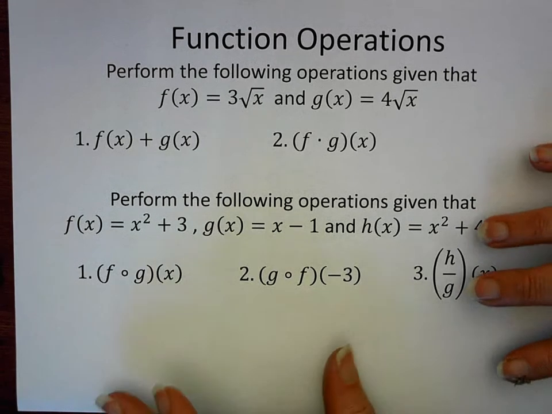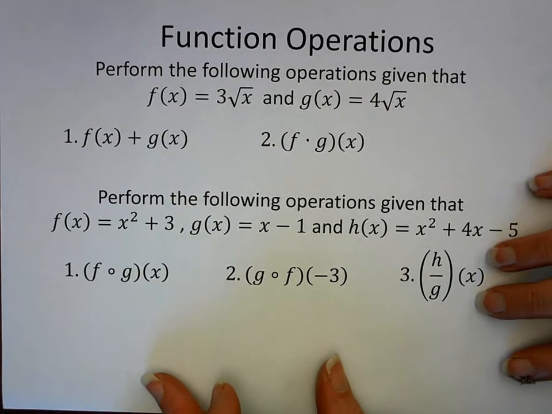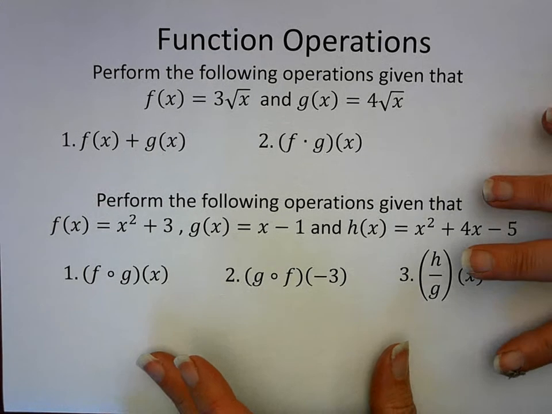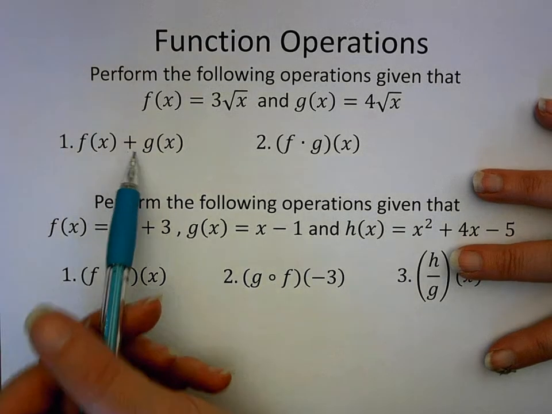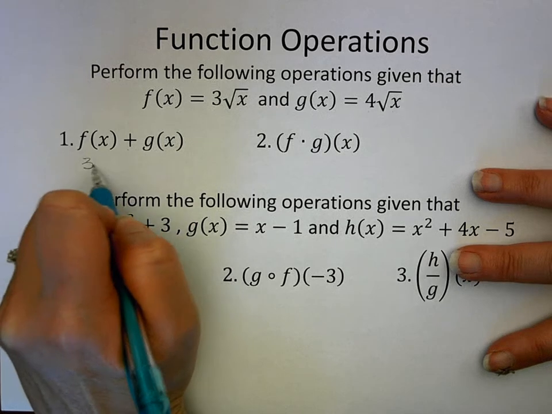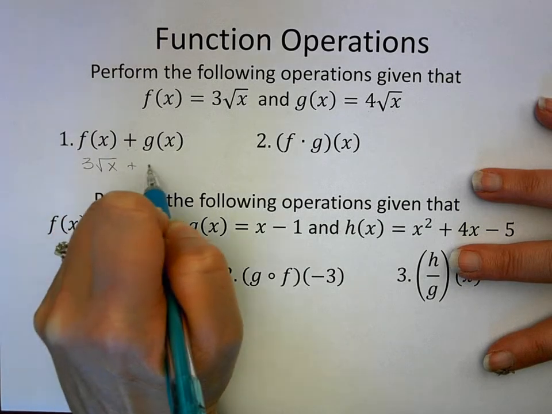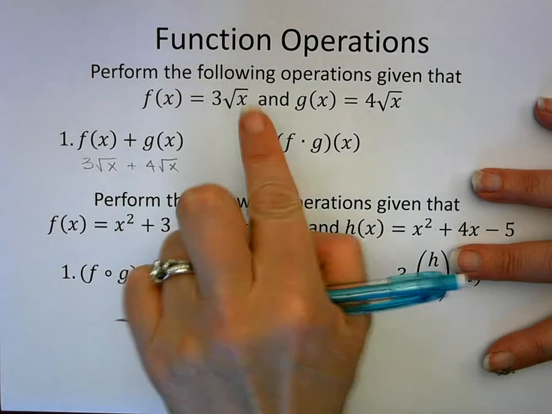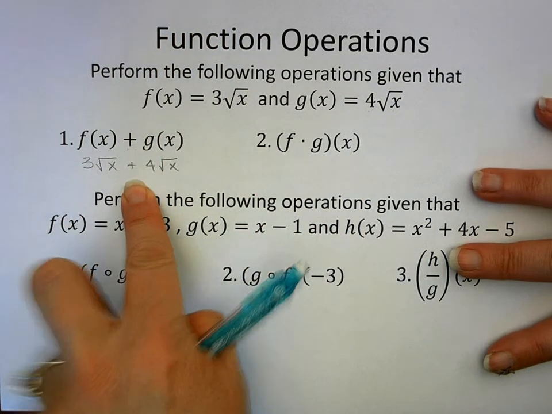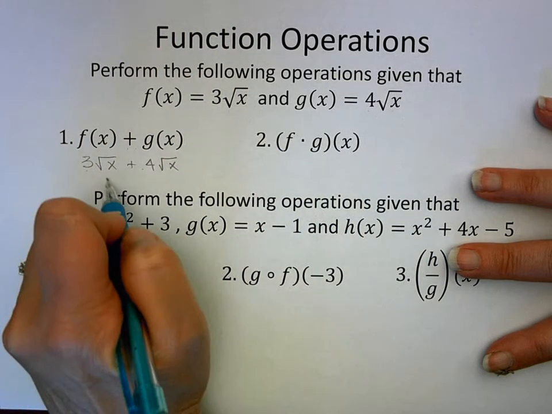So for this one right here, we're trying to just do the operations they're asking us to do. So for question number 1, they want us to add together f of x and g of x. So I just take my functions and I'm going to add them. So I'm adding radicals, I add the coefficient, and I leave the radical alone.